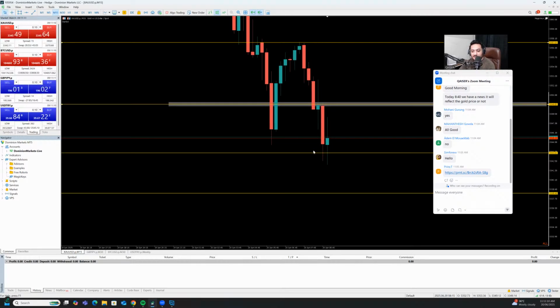Just need to wait. I'm waiting for this current candle to close. If this current candle closes in a bullish form, I will place my support there. Make sense? I hope it is clear to everyone.